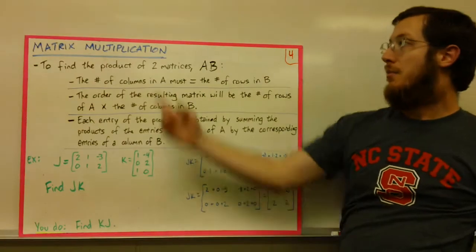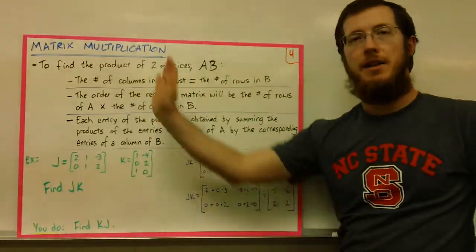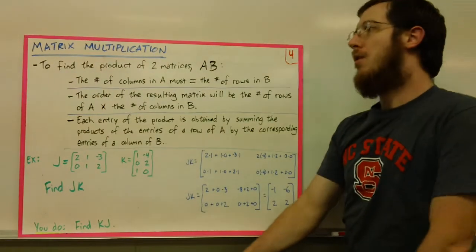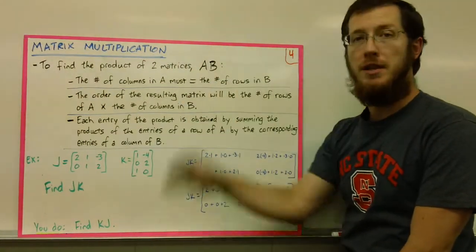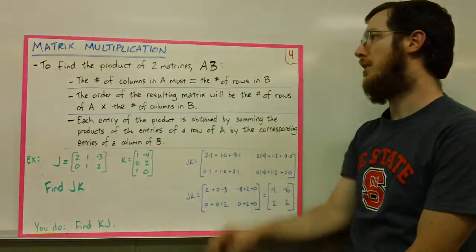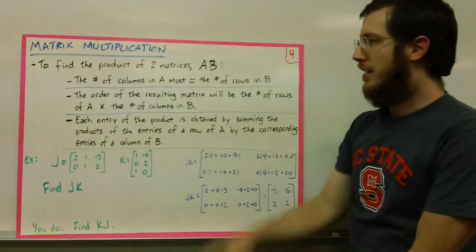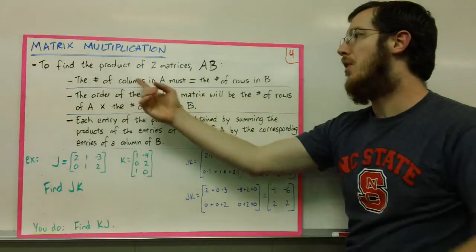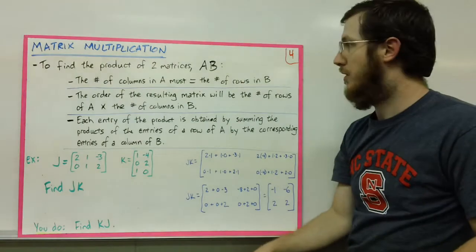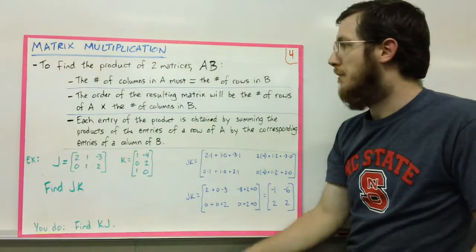Okay, our next operation, matrix multiplication. So we had scalar multiplication just now. There are opportunities to multiply 2 matrices together. To find the product of 2 matrices, A and B, we have to look at these 3 bullet points. The number of columns in A must equal the number of rows in B. If they don't, we cannot multiply A and B.